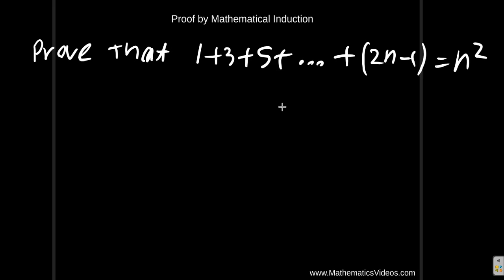We want to talk about proof by mathematical induction. And this is an example. You should prove that 1 plus 3 plus 5 plus and so on plus 2n minus 1 is equal to n squared.